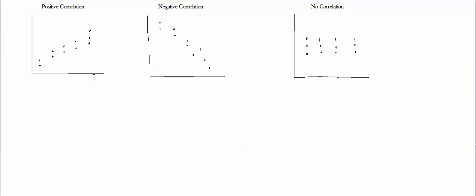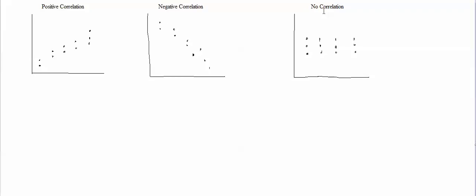So you can think of it this way. If the dots rise from left to right, that's a positive correlation. So think of rising as being positive. If the dots drop from left to right, like this, it's a negative correlation. So when you think of negative, think of dropping, like this.